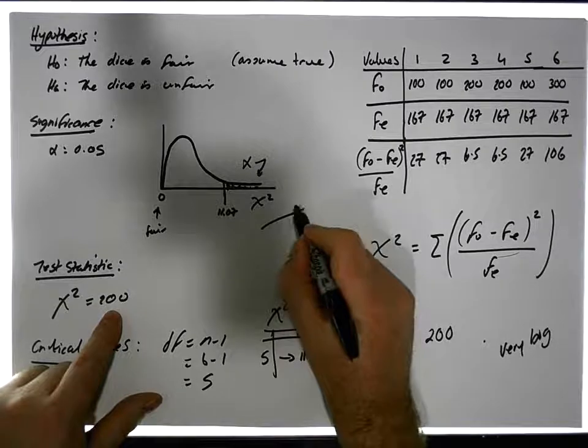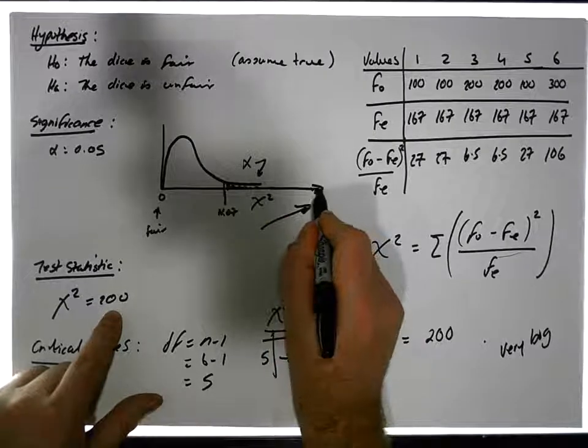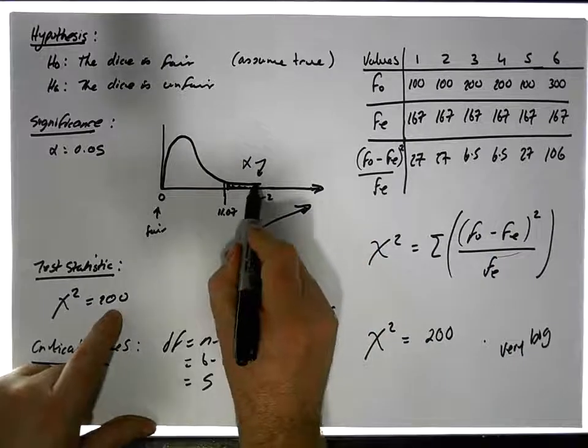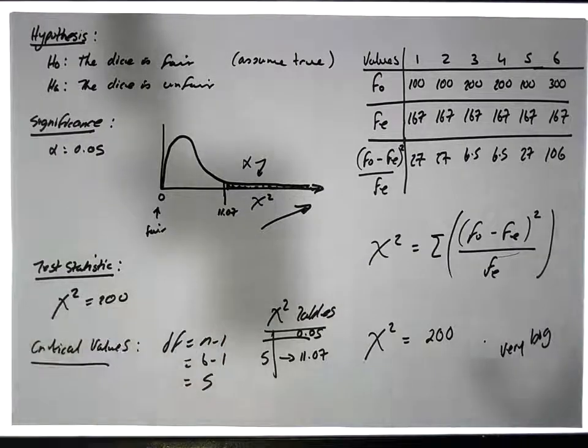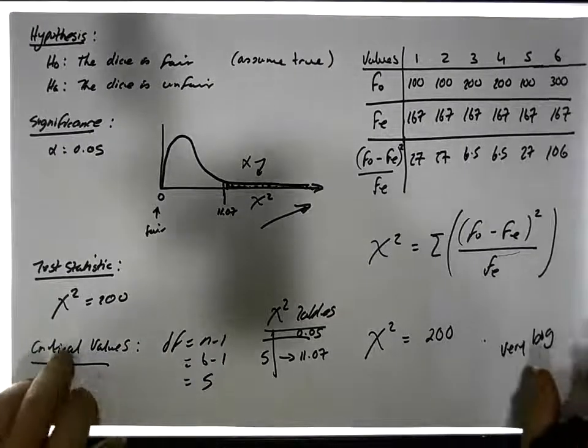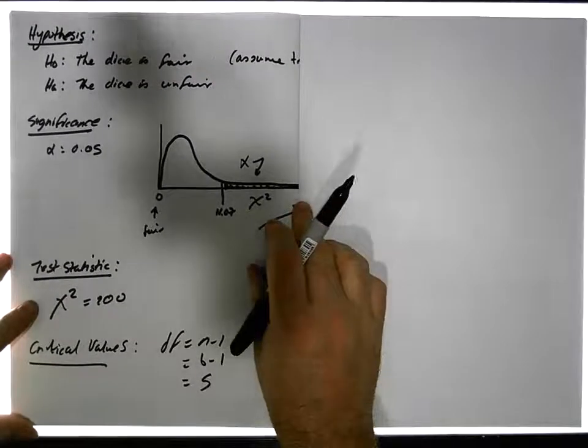Our test statistic is out here somewhere. It's well out there in the tail. It's gone off over the horizon. That's how far away it is. But our decision is a comparison of our test statistic to our critical value. That's when we're using the critical value approach.